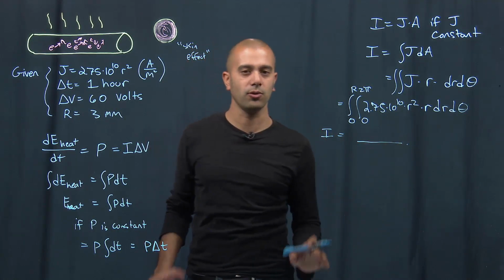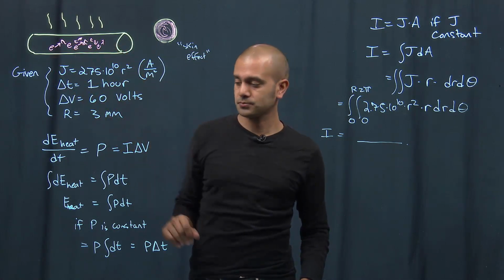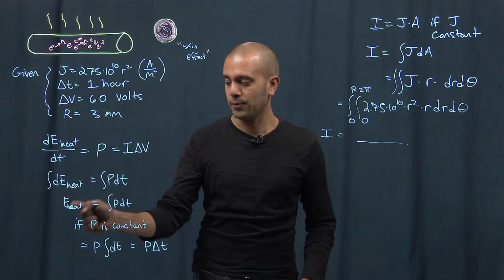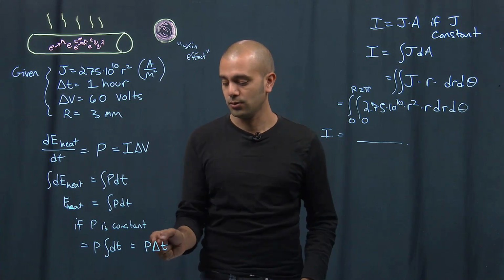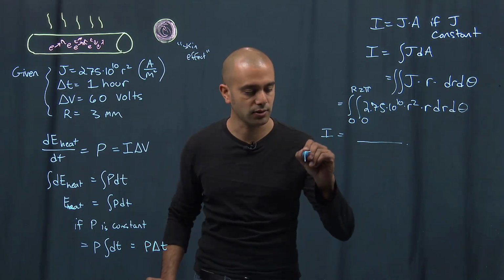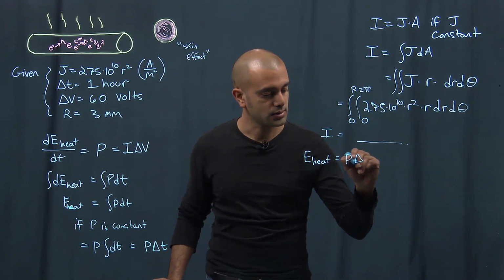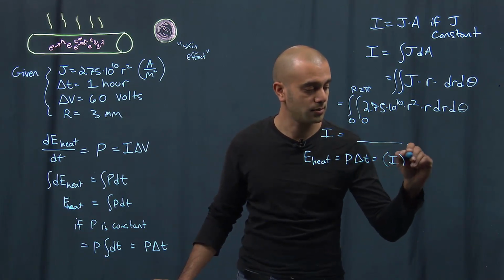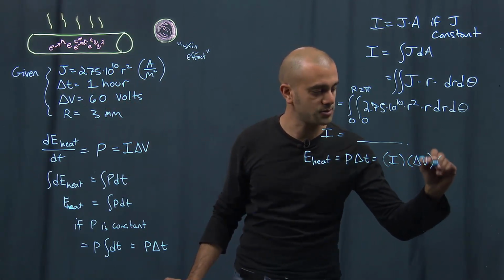So that's our current. Now, what we're looking for in the problem is how much energy has been lost due to the Joule heating, the resistive losses, in a period of 1 hour. We had an expression for it down here. The total energy that was lost as heat equals the power times the amount of time over which it was heated. We have an expression for the current now, so we can plug that in for the power. So finally, solving the problem, the energy lost as heat is the power times the amount of time. And the power in this case is I, which you'll find right now, times the voltage difference across the wire, which is 60 volts. And then finally, times the time, which is 1 hour.